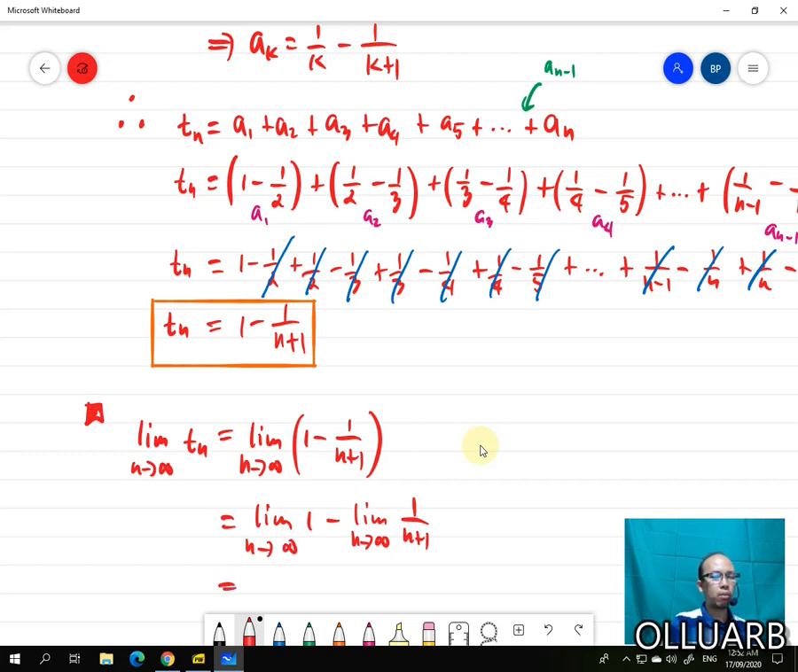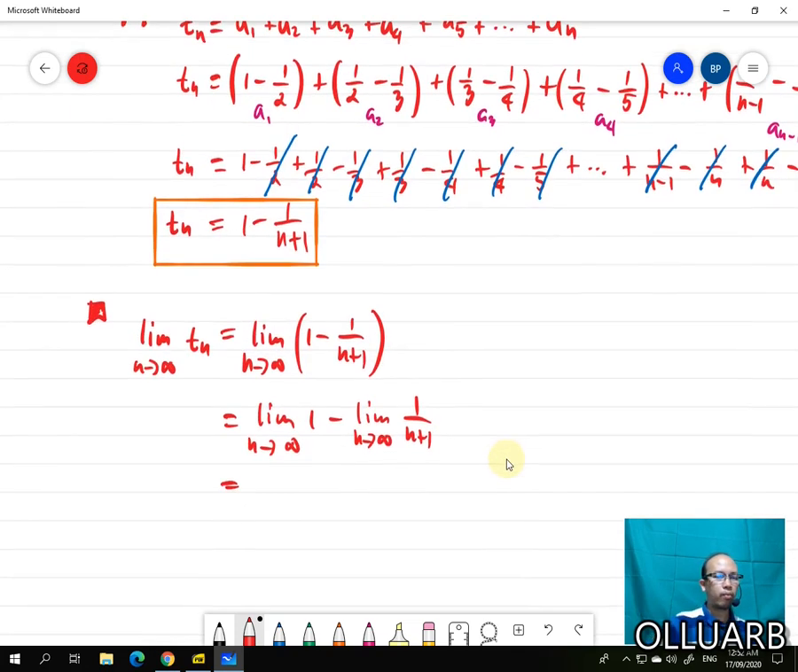So the limit of a constant is 1, and the limit of this one is 0. This is 1 minus 0, which is 1. Okay, and so we are done.